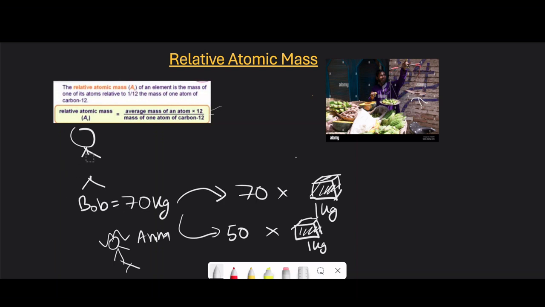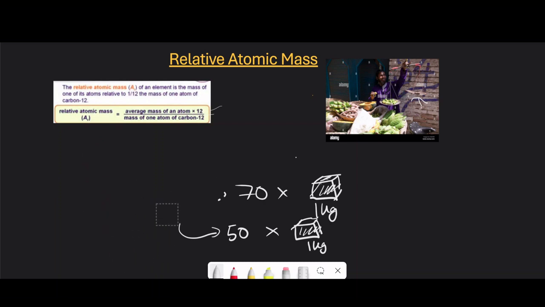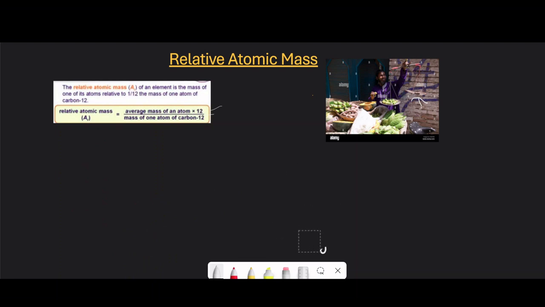So similarly, scientists also need to deal with measuring stuff, in this case an element, with reference to something. And scientists have chosen carbon-12, and we are now going to understand what that means. So let's say this is carbon-12. You can imagine this is an atom, a carbon-12 atom.